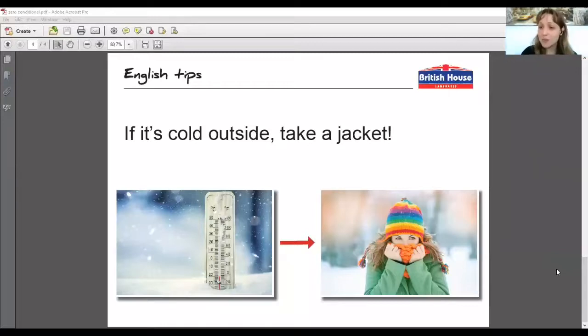So as you can see, we use the zero conditional for truths, for facts, for things that always happen as a consequence of one condition.